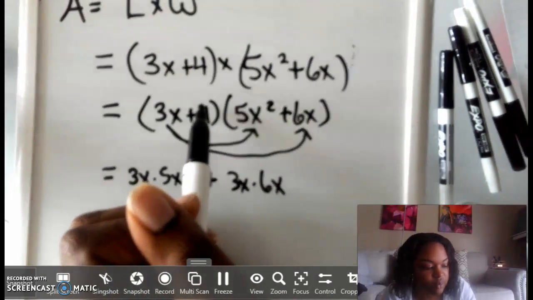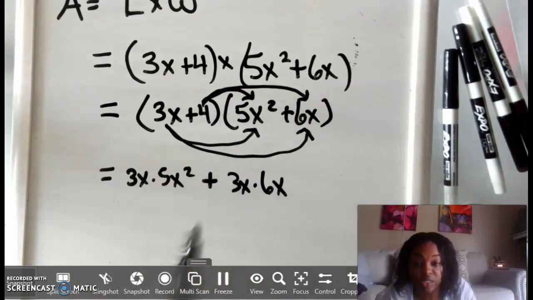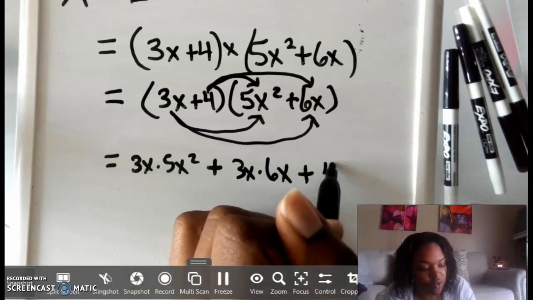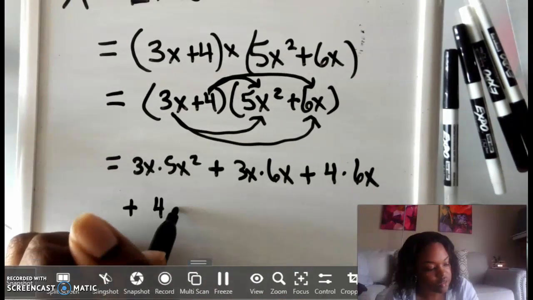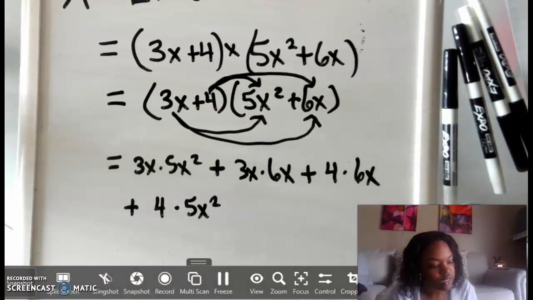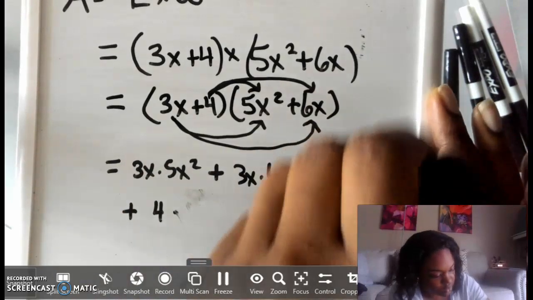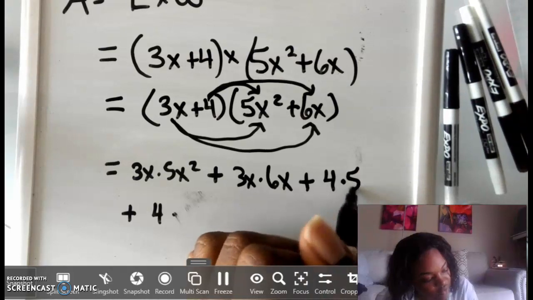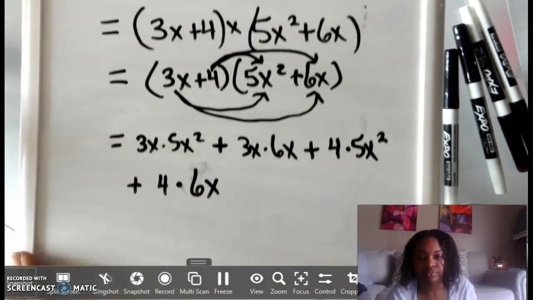Then the second term here is 4. 4 gets multiplied by 5x squared and 4 gets multiplied by 6x. So plus 4 times 6x plus 4 times 5x squared. Actually, for consistency, let me change this around a little bit. Let me put the first term first. 4 times 5x squared plus 4 times 6x.